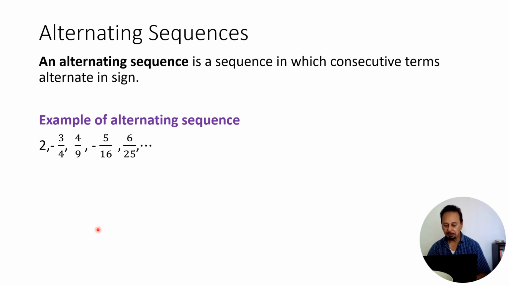Alternating sequence. An alternating sequence is a sequence in which consecutive terms alternate in sign. So like this one, 2, negative 3/4, 4/9, negative 5/16, and then you have 6/25 and just keep going. So you can see the first term is positive, and then the next term is negative, and then positive, and then negative, and then positive. Here all the terms alternate in sign. So this sequence is an example of an alternating sequence.